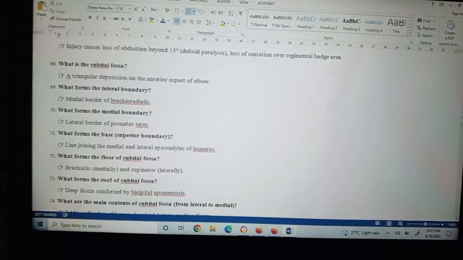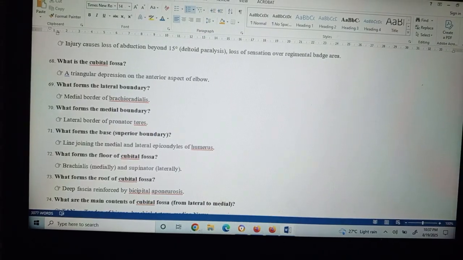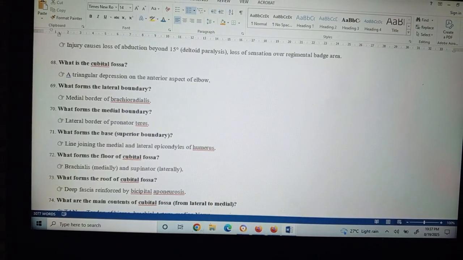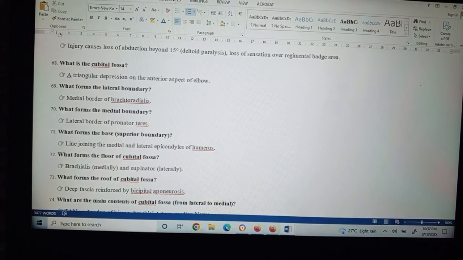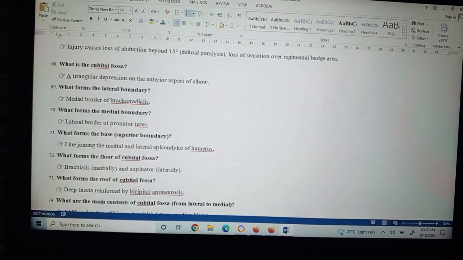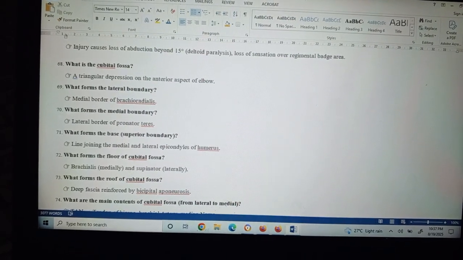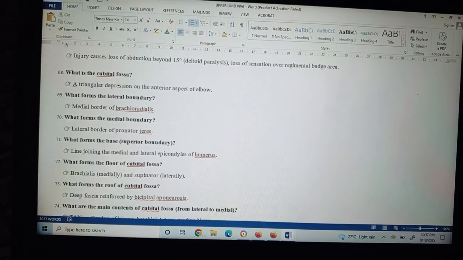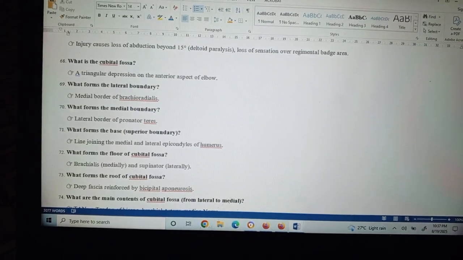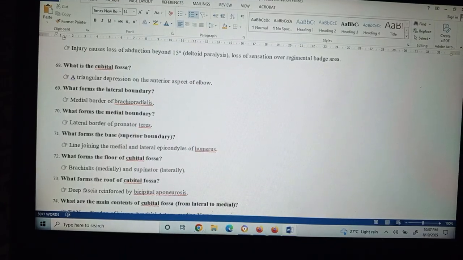What is the cubital fossa? Triangular depression on the anterior aspect of the elbow. What forms the lateral boundary? Medial border of the brachioradialis. What forms the medial boundary? Lateral border of the pronator teres. That is very, very important. The medial border of the brachioradialis forms the lateral boundary, and the medial boundary is formed by the lateral border of the pronator teres.